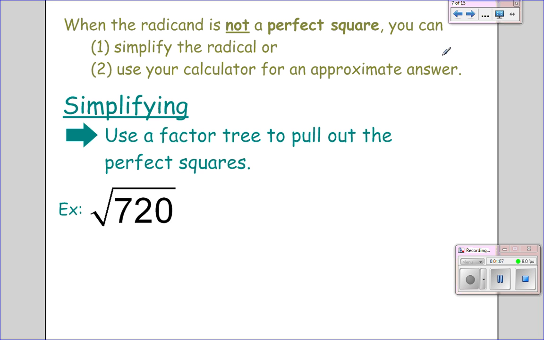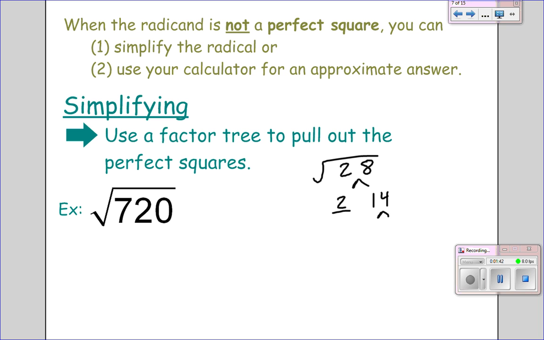All right, when the radicand is not a perfect square, we can simplify the radical. And here's how we're going to simplify it. Let's not start with 720. Let's start with something a little more basic. Let's go with the square root of 28. We're going to factor 28. In other words, we're going to ask ourselves, what number goes into 28? Well, it's even, so 2 goes into it, as does 14. I like to underline my prime numbers. Prime numbers are numbers that are only divisible by 1 and itself. So the only numbers that go into 2 are 1 and 2.